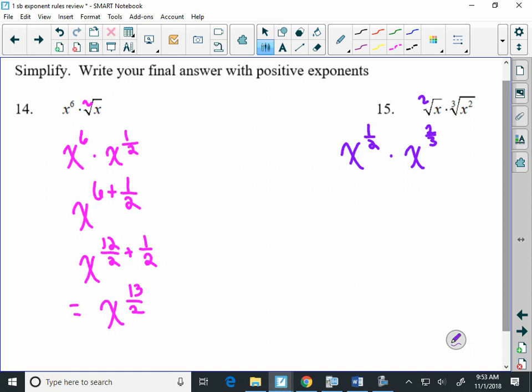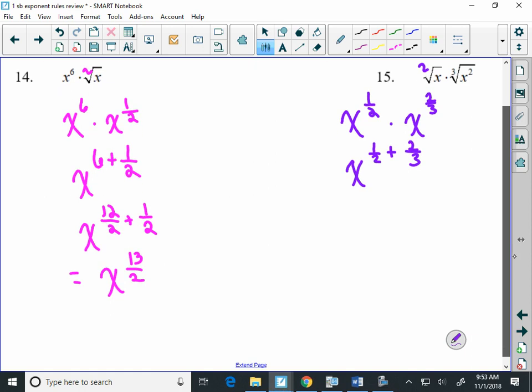When we multiply, we add the exponents. And then when we add or subtract fractions, we need to have a common denominator. So this is going to be 3/6. This is going to be 4/6. And we end up with x to the 7/6.